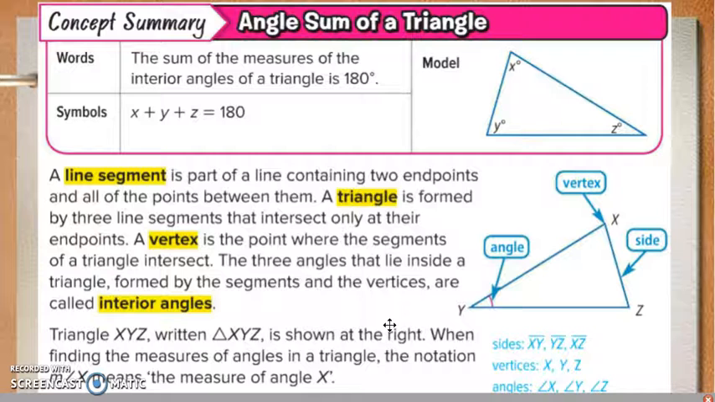the 3 line segments. The sides are labeled by the 2 endpoints. We would have side XY, XZ, and YZ. The vertices, or the corners, are X, Y, and Z, and then the angle measures would be angle X, angle Y, and angle Z. If you look right here, you see that little M in front of the angle symbol. That is read as the measure of angle X.